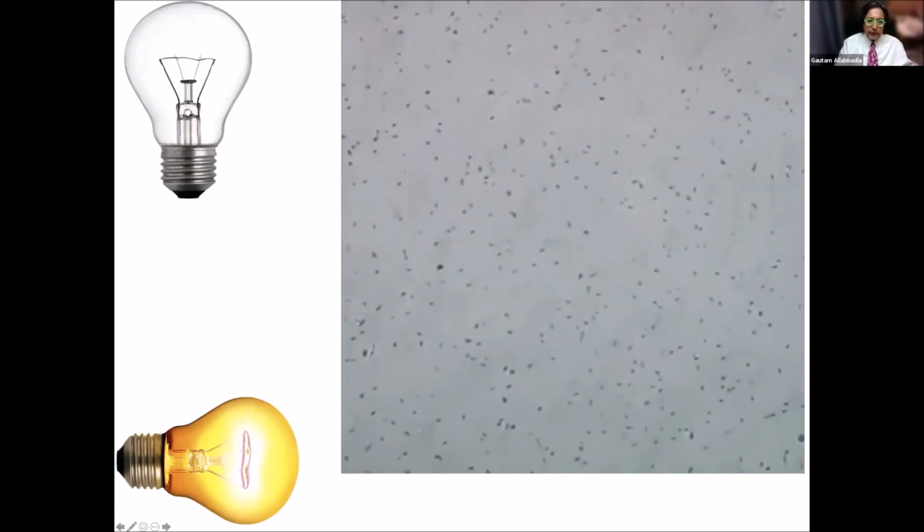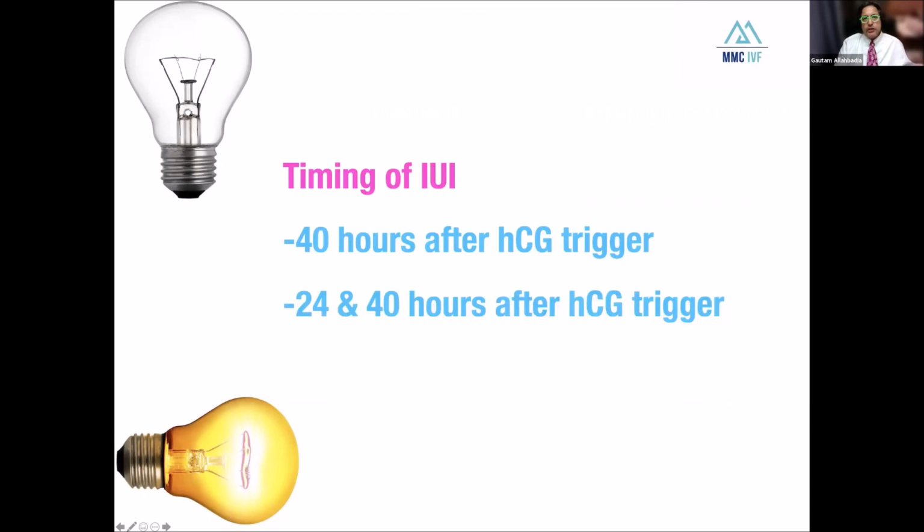And when should IUI be done? If the patient can afford it, then we do 2 IUIs, 24 to 40 hours. The logic behind it is before and after the egg release.